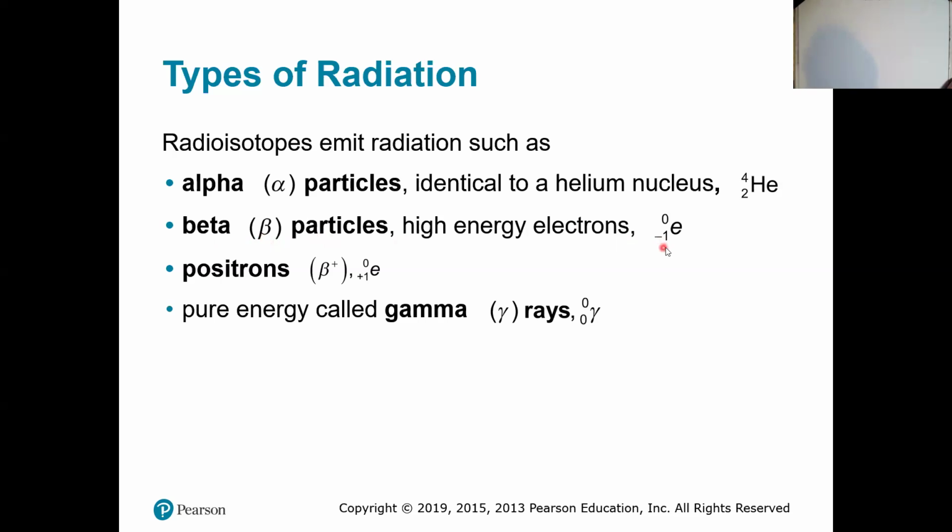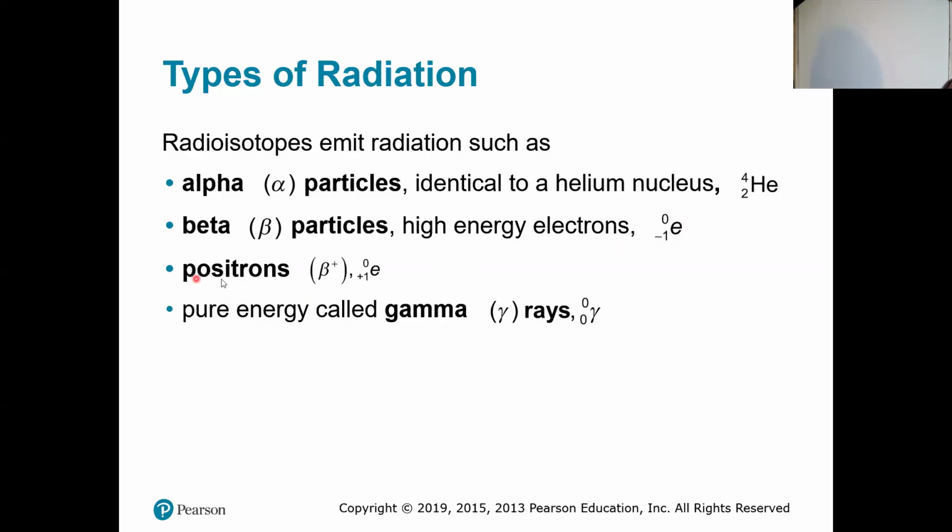Another symbol for our beta particles is a 0 for the mass number and a -1 where the atomic number would be, and a lowercase e where the chemical symbol would be. So if you see this symbol, it's representing a beta particle or a high energy electron.